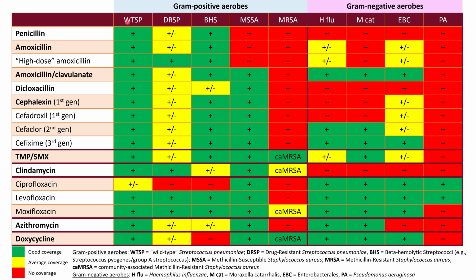Of course, here we have viridans strep, pneumococcus, drug-resistant strep pneumo, beta hemolytic strep, MSSA, MRSA, and some gram negatives. Now, in particular, we are going to focus on beta hemolytic strep, MSSA, and MRSA. So you can see that penicillin has excellent activity against beta hemolytic strep, but no activity against MSSA or MRSA. The same for amoxicillin, no activity against MSSA or MRSA.